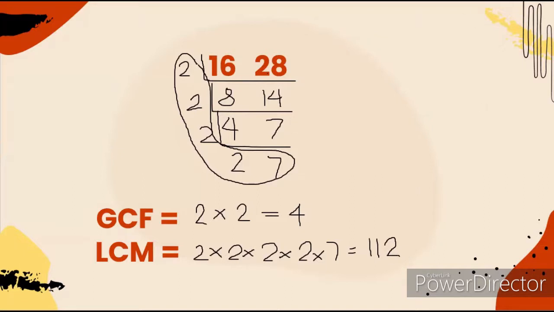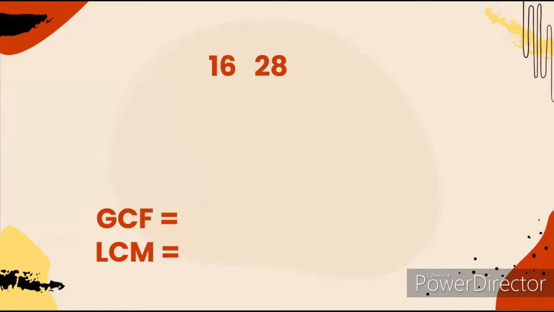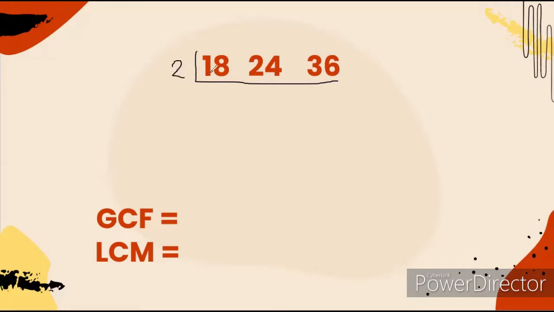Okay, so for our next example, let's have these numbers: 18, 24, and 36. Again, the same process. Think of a prime number that is divisible by all these numbers. So we can think of 2 again, since they are all even numbers. 18 divided by 2, that's 9. 24 divided by 2, that's 12. And 36 divided by 2 is 18.